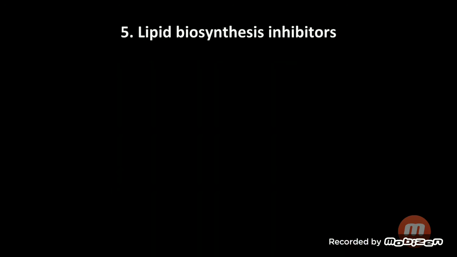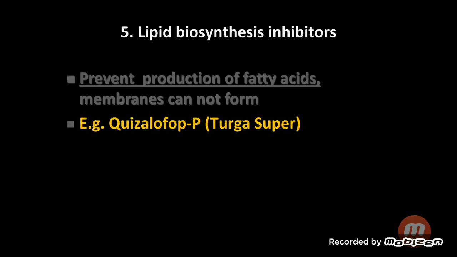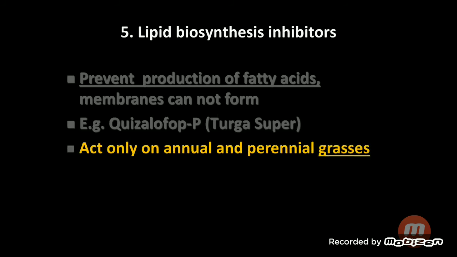Lipid biosynthesis inhibitors prevent the production of fatty acids, so the membranes cannot form. Quizalofop-P, Targa Super, is one such example. They act only on annual and perennial grasses. So, this is a herbicide which is not broad spectrum, it is narrow spectrum, they kill only grasses.